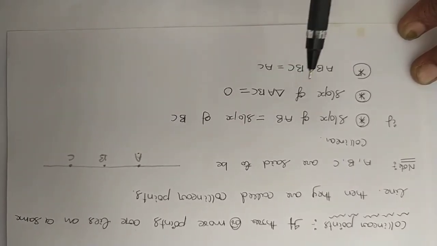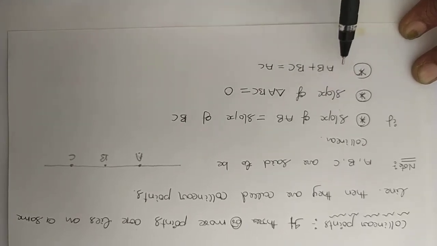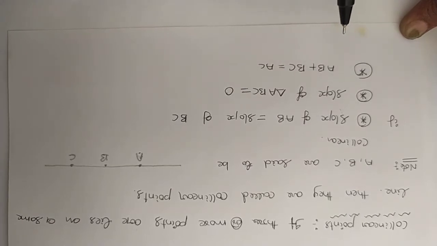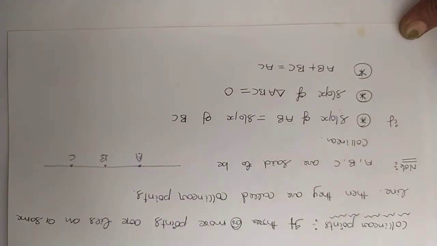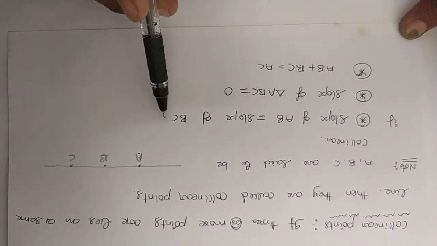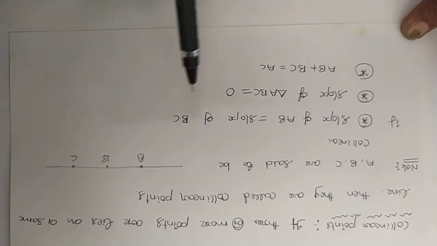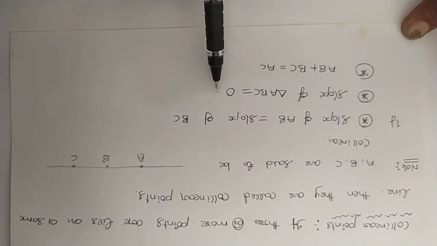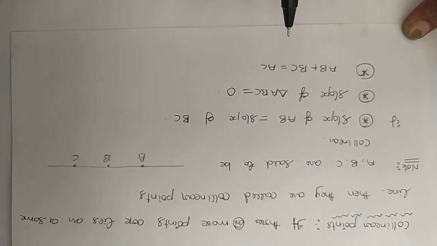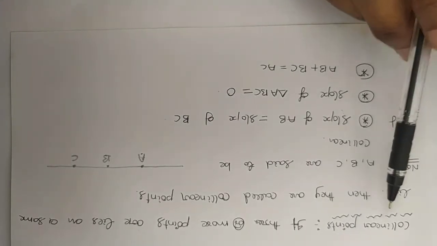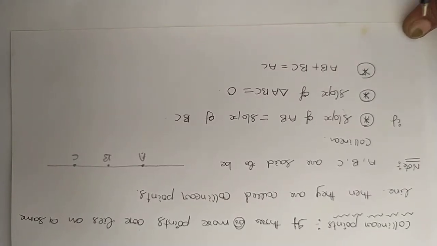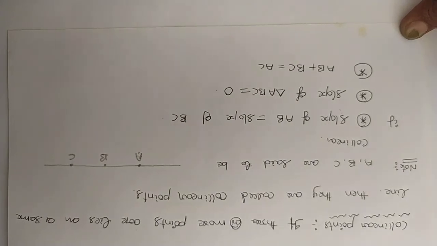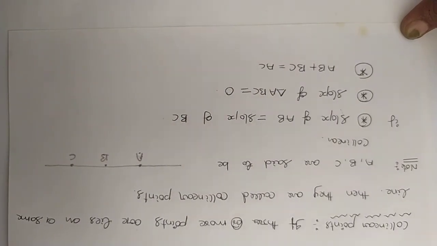If three points are said to be collinear, in these three conditions, any one condition should be satisfied, or you can use any one condition. Either you can use slope of AB equals slope of BC, or slope of triangle ABC must be equal to 0, or AB plus BC equals AC. For collinear points, three conditions we have. You can use any one condition. It is the concept of collinear points.